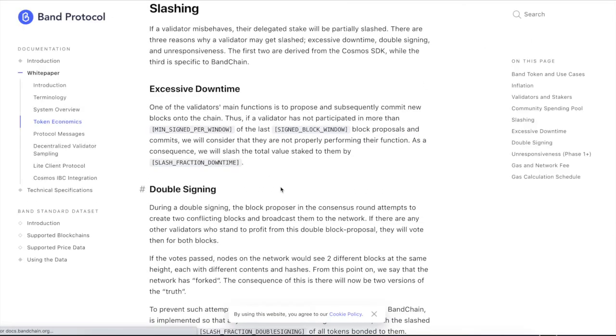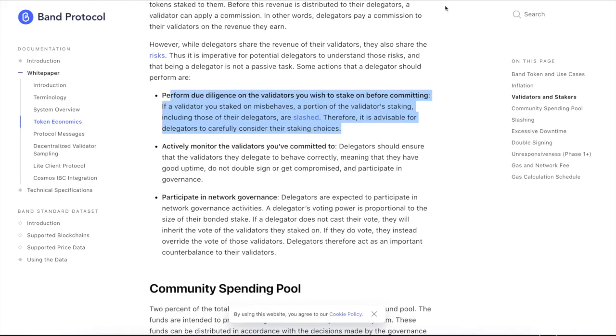Slashing is basically if a validator misbehaves, their delegated stake will partially be slashed. There are 3 reasons why a validator may get slashed: excessive downtime, double signing, and unresponsiveness. So your actual stake amount isn't going to be slashed, but your rewards are going to be affected unless you're the actual validator. If you're a validator, then your staked amount will be slashed.